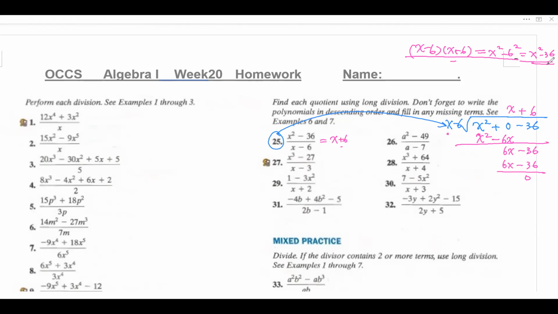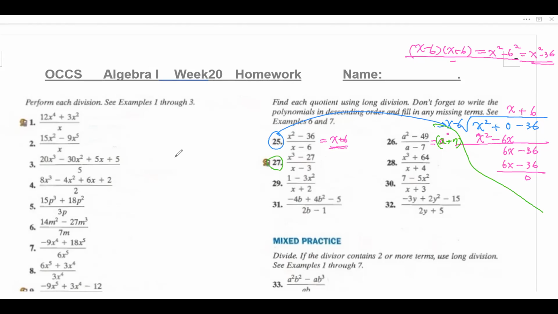So if you know this process, maybe you can write the answer out quickly, like 26. You can quickly write the answer, what is it? Let me change the color so you can easily find it out. So here is a plus 7, right? Did you notice? A plus 7 times a minus 7 equals what? A squared minus 49, right? Right. The same for here. Same for here.